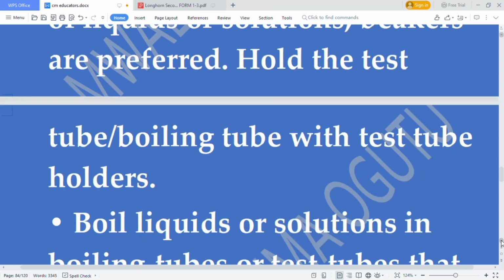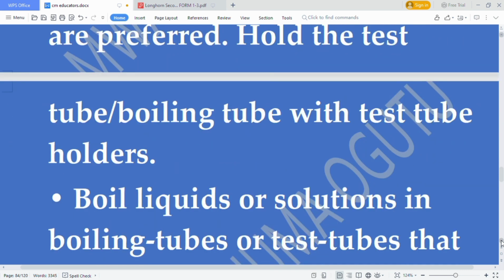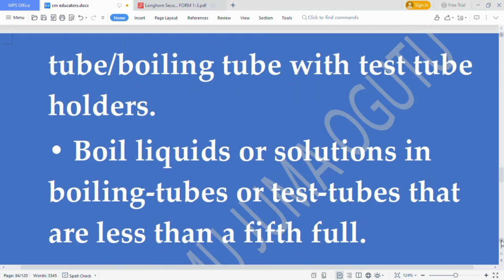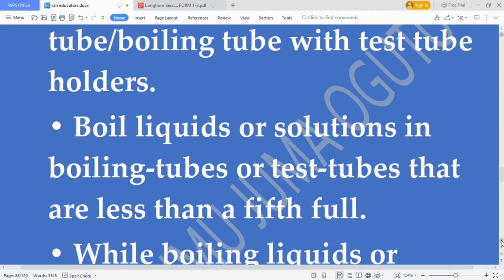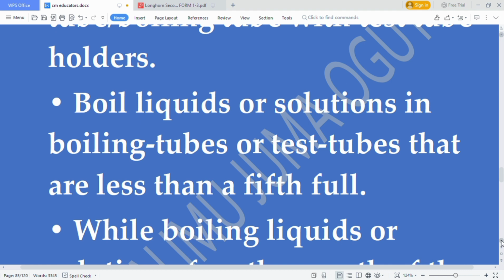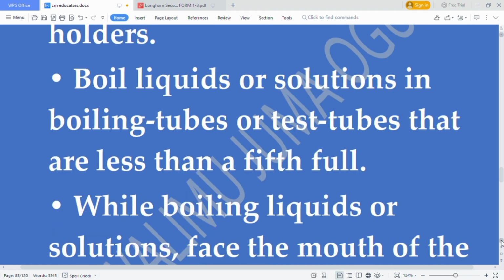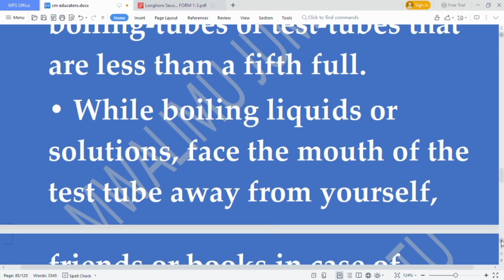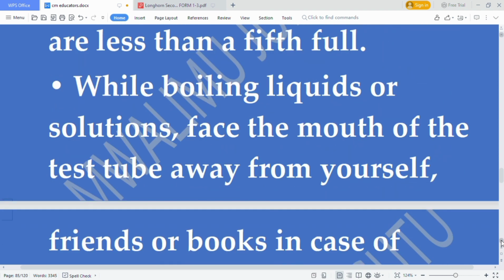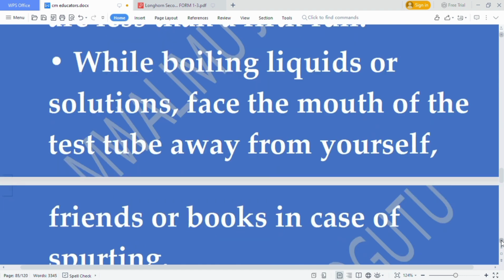Boil liquids or solutions in boiling tubes or test tubes that are less than a fifth full. While boiling liquids or solutions, face the mouth of the test tube away from ourselves, our friends, or even our books, just in case of spitting.